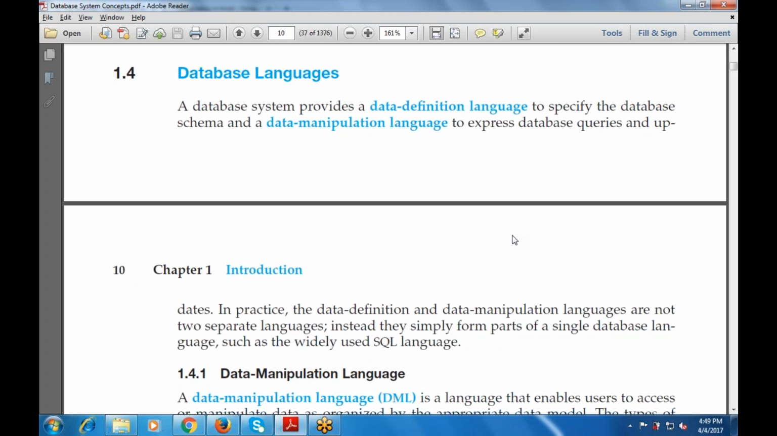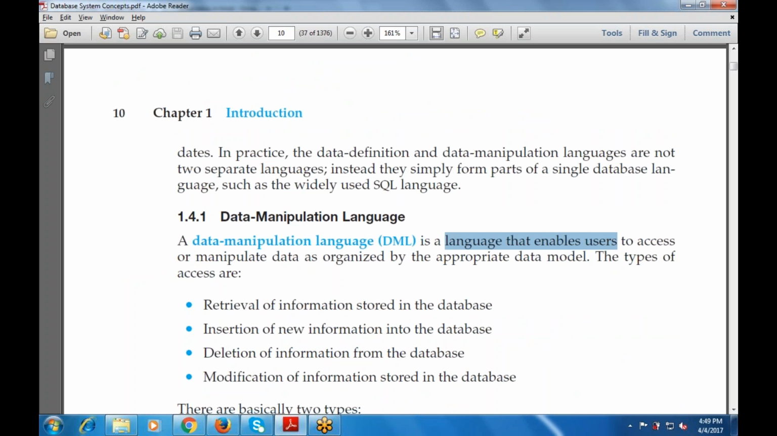So first one is data manipulation language. This is a language that enables the users to access or manipulate the data as organized by the appropriate data model. So that means it is a language that defines how the data will be manipulated by the appropriate data model, and the types of access are retrieval of the information stored in the database, insertion, deletion, and at last there is a modification.